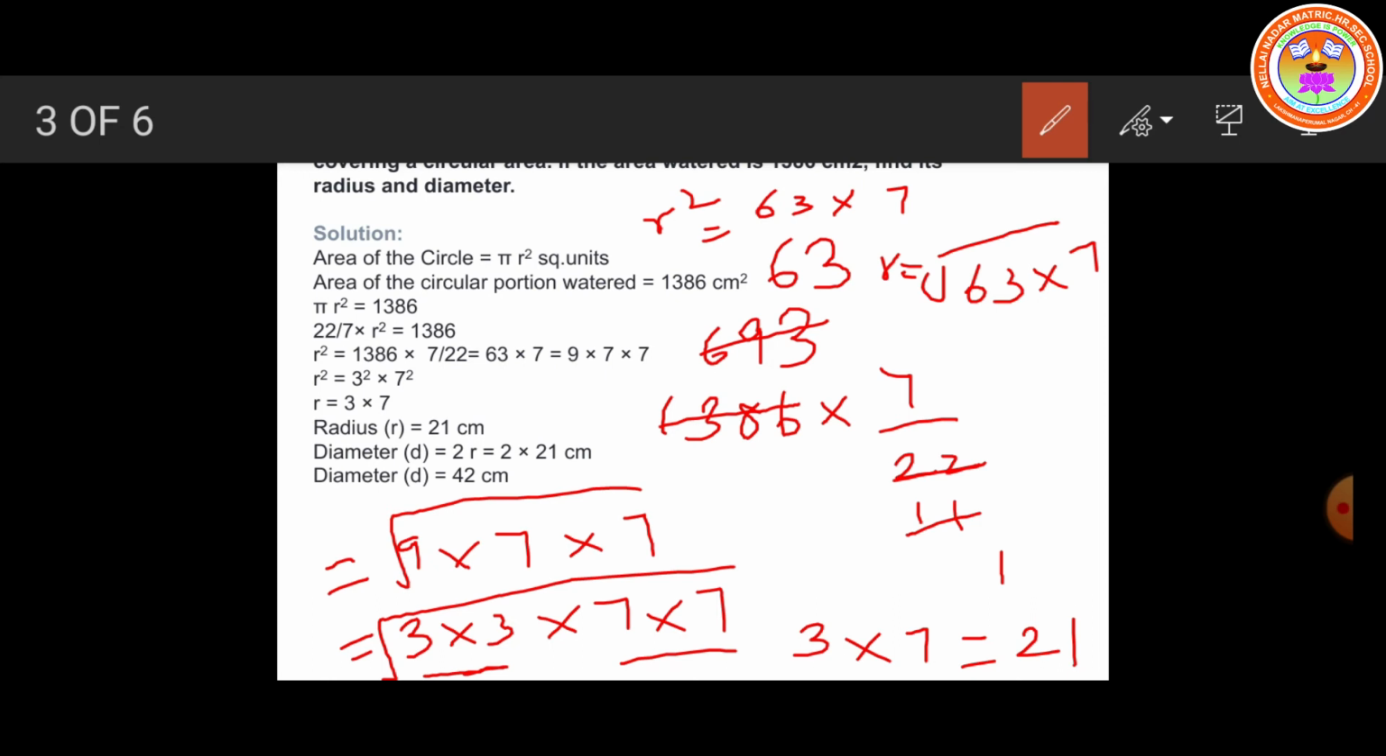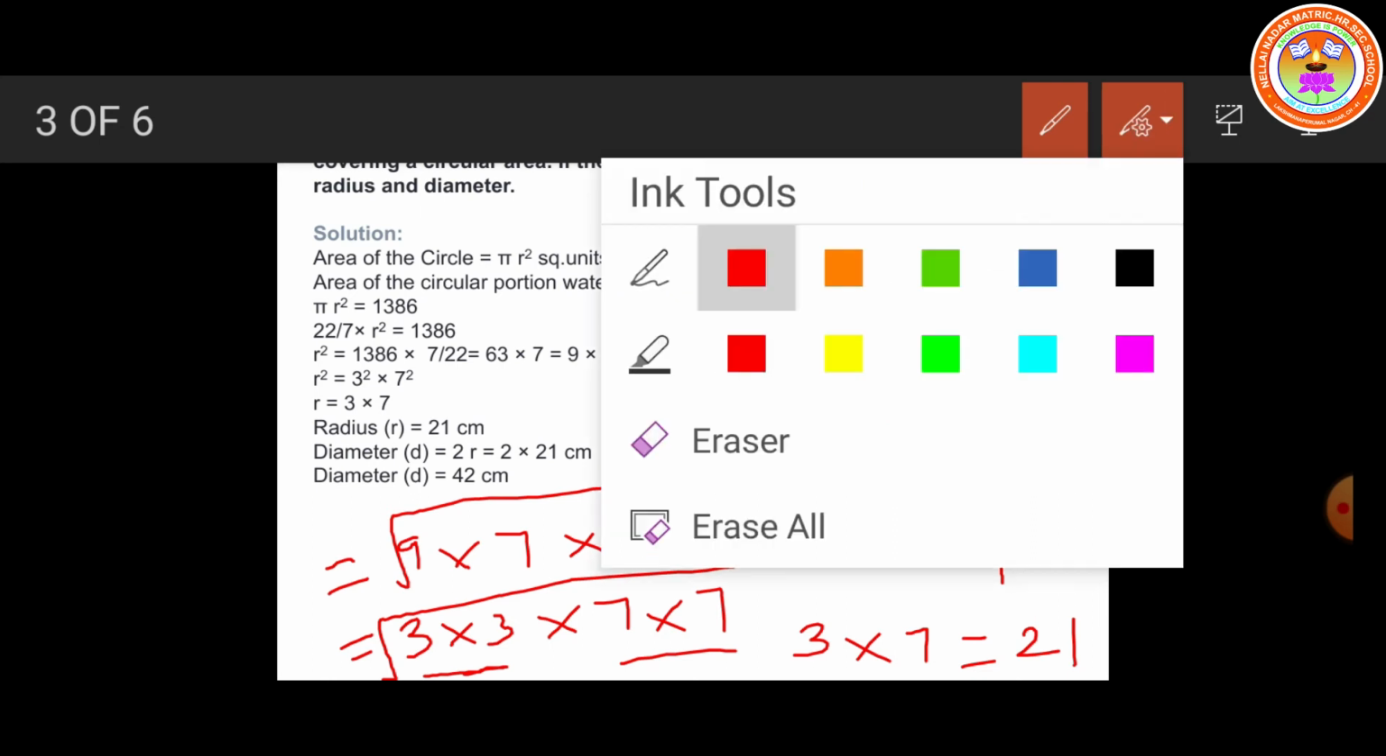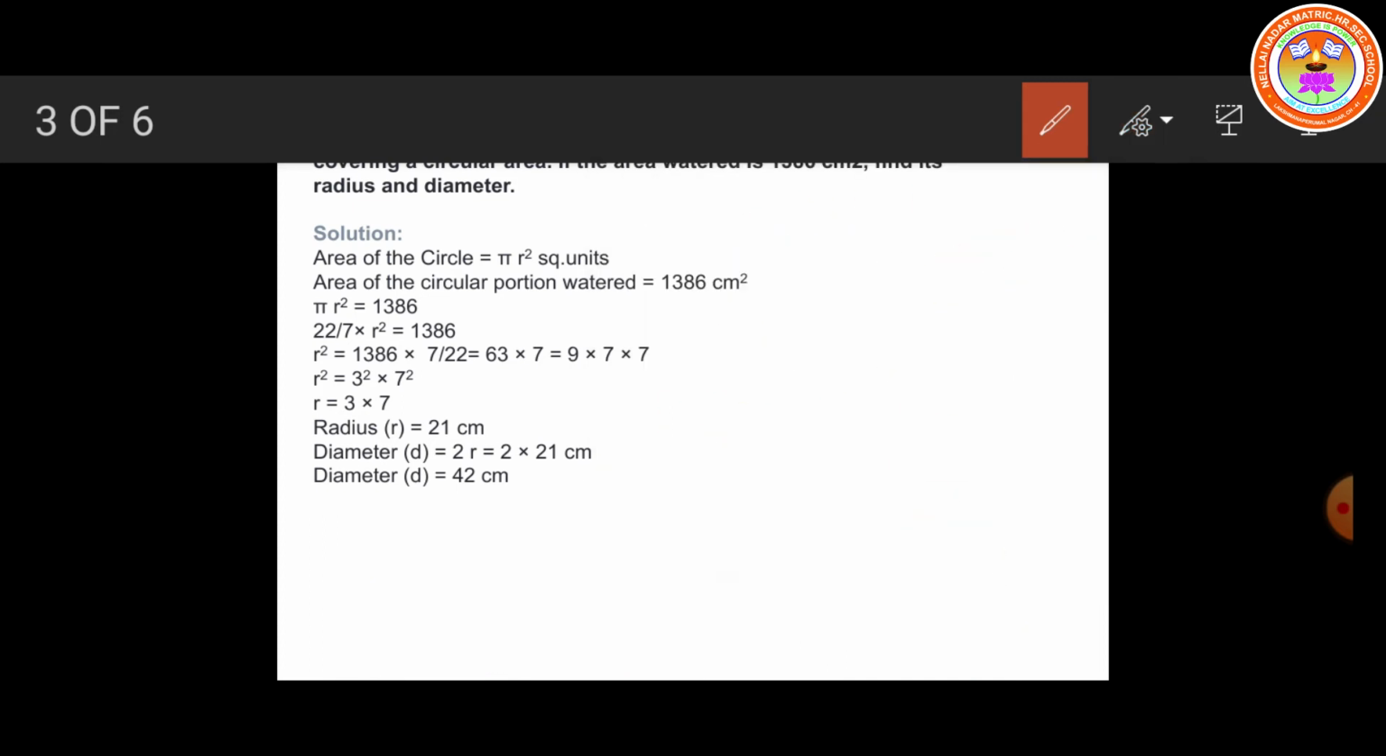Then we are going to find the diameter. How do you find the diameter? Diameter is equal to 2 times r. 2 into r, 2 into 21 is equal to 42 centimeter. Can you understand all of you? That is how you find the radius of the circle, and how you find the diameter.